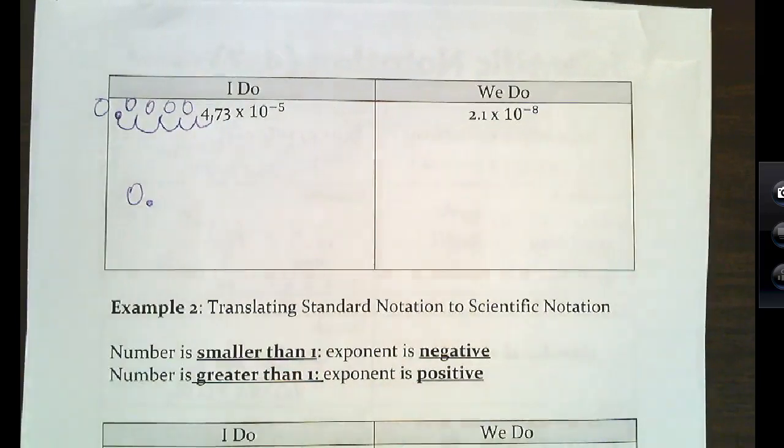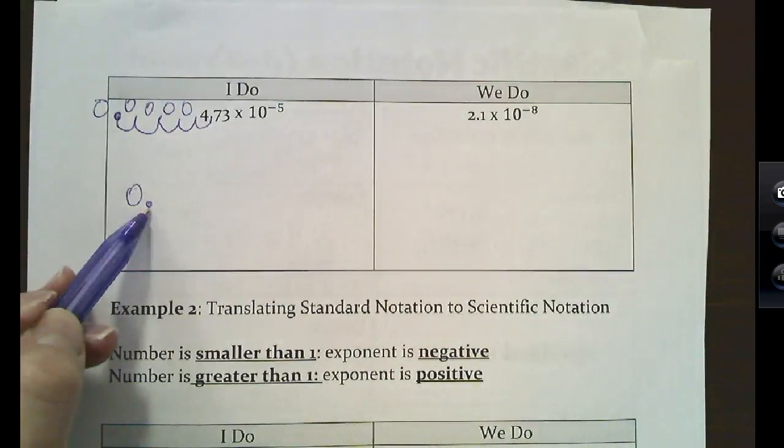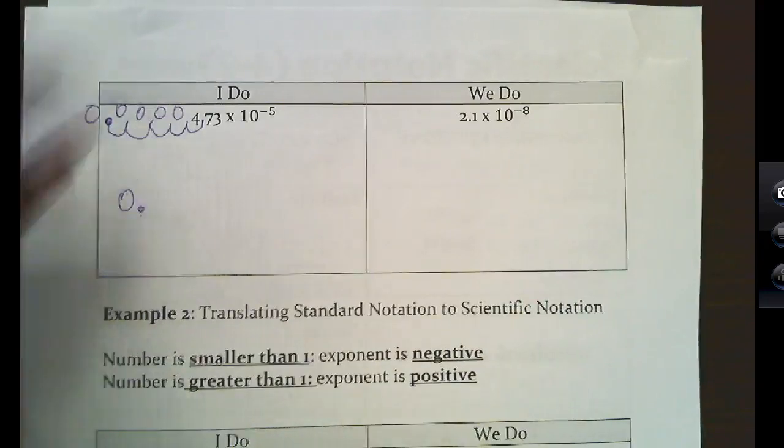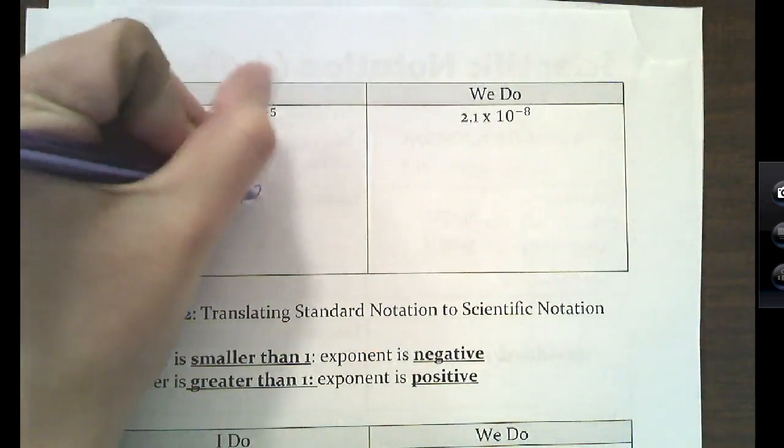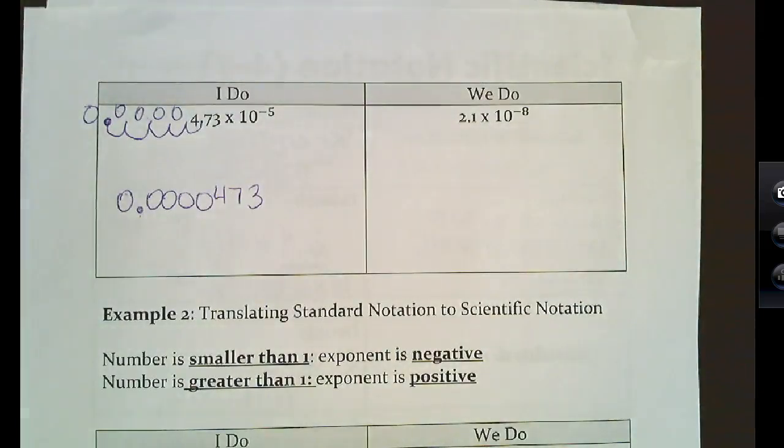So I'm going to copy it down nice and neat. 0 point. Looks like I have 1, 2, 3, 4 zeros. And then 4, 7, 3. That's your answer. What's that? Same thing but backwards. Very good. Go ahead and try that last one on your own for me.